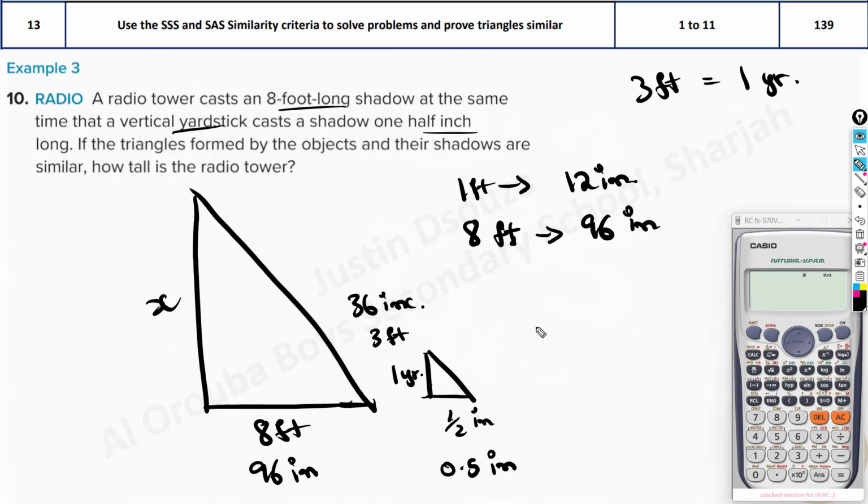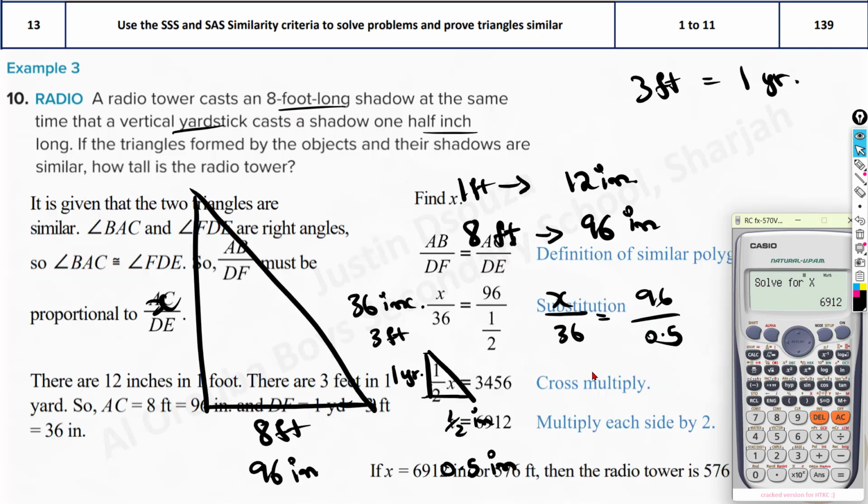So let's write the similarity. I will use this first. x divided by the proportional one over here, 36, will be equal to 96 by half or 0.5. Just to save time, we will use the calculator and solve it. You can put alpha x divided by 36 equals 96 divided by 0.5. Shift and solve, you'll get the answer. It is 6,912 inches.